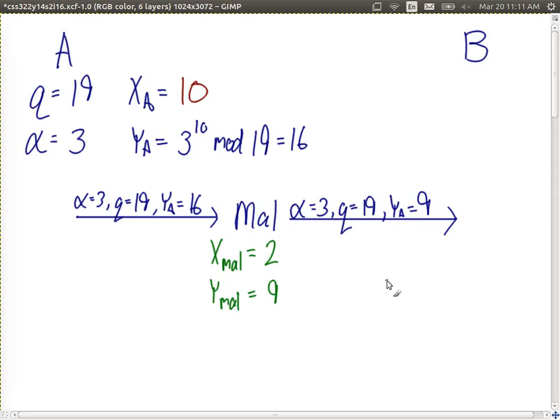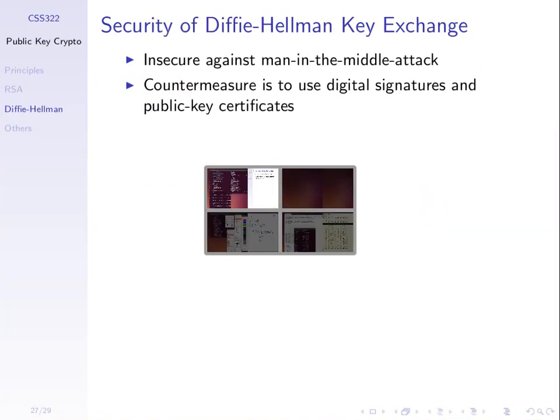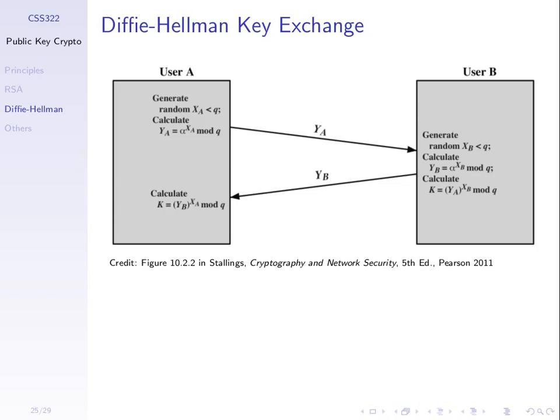Try what the steps B would take and then what they send back, and see what the malicious user does then. Try and complete the steps. B, when it receives the YA, it calculates, after selecting its XB, it calculates its YB and sends back to A. So let's do that.